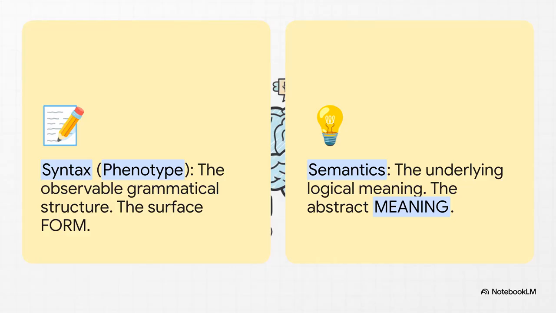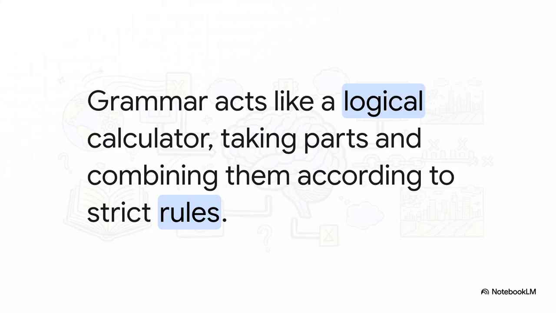To really get this, you have to see the 2 sides of language. On the one hand, you've got syntax. That's the surface stuff, the word order you can actually see and hear. Think of it as the phenotype. But on the other hand, you have semantics. That's the deep, abstract, logical meaning that the syntax is trying to create. That's the good stuff. This is where thinking of grammar as a logical calculator really helps. It takes individual word meanings as the inputs, it applies a super strict set of rules, its functions, and it computes one final, precise logical output.